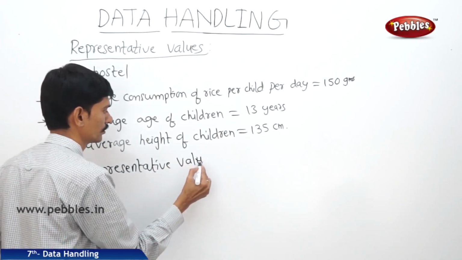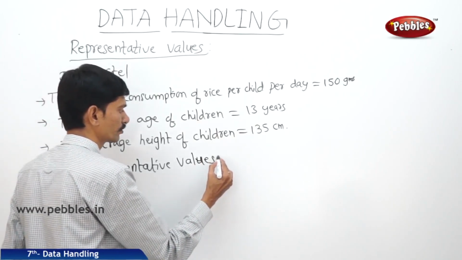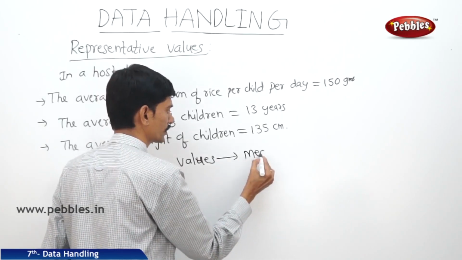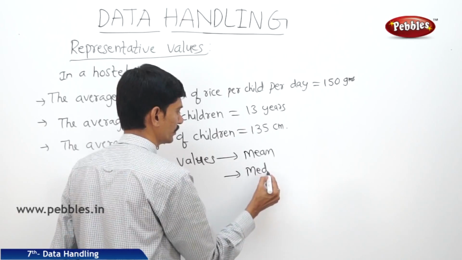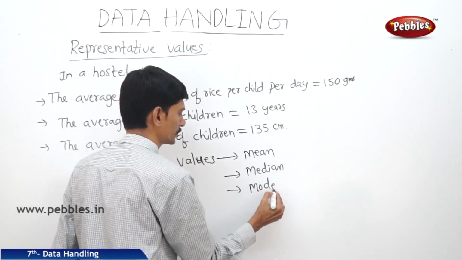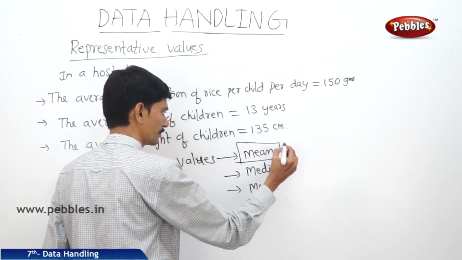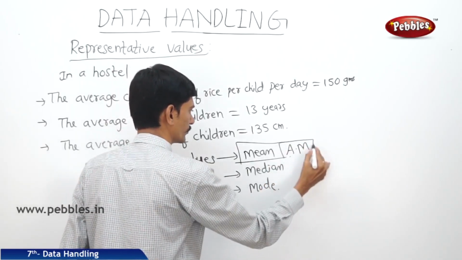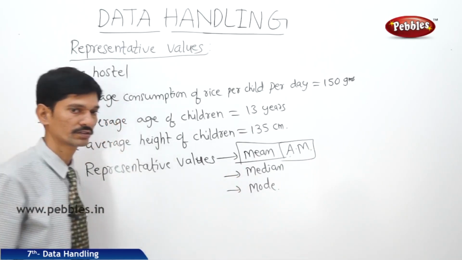So there are three types of representative values. One is the arithmetic mean, or simply we can say the mean, the second is the median, and the third one is the mode. First you will learn about the mean, arithmetic mean, or simply the average. Then we learn about the median and also the mode.